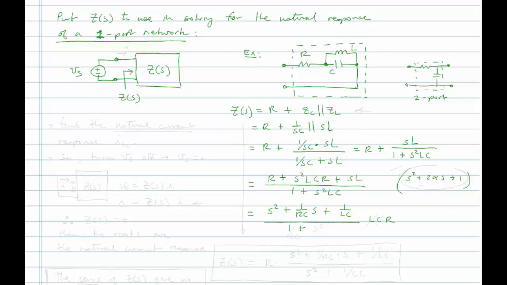I have 1 plus, and then let me put the LCR out here. And then let me go ahead and divide the denominator by LC as well. That gives me LC here, and that crosses these out. So let's rewrite this one last time. Z sub s is equal to R times s squared plus 1 over RC times s plus 1 over LC, divided by s squared plus 1 over LC.